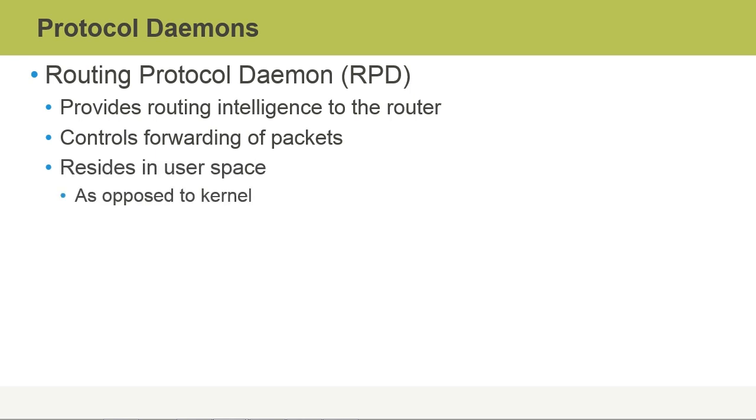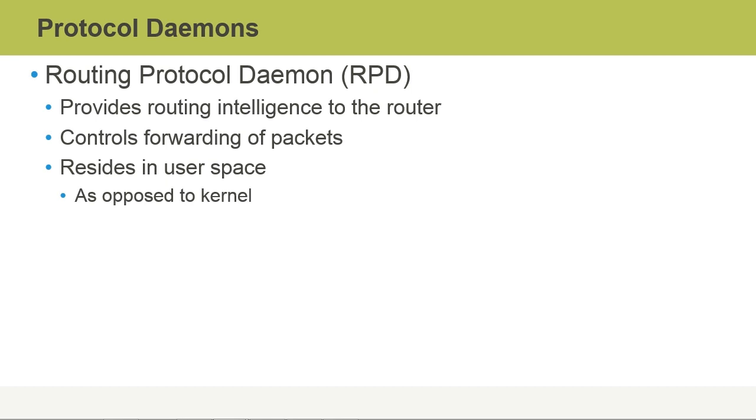One interesting thing about the routing protocol daemon is that it resides in user space, not the kernel. Each process runs in its own protected memory space, and the kernel manages communications between them. It's done this way so that a single process failure won't bring down the entire system.